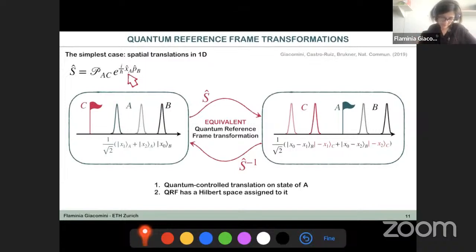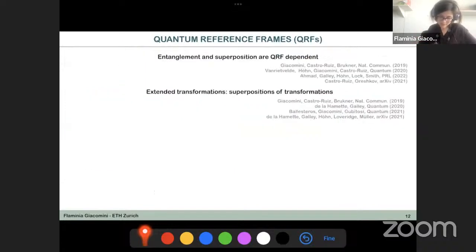So in the end, what I get is that entanglement and superposition are quantum reference frame dependent features. They're not something that is fixed a priori, but they depend on my choice of the quantum reference frame. In other words, this means the quantum reference frame transformation changes the partition of the Hilbert space.